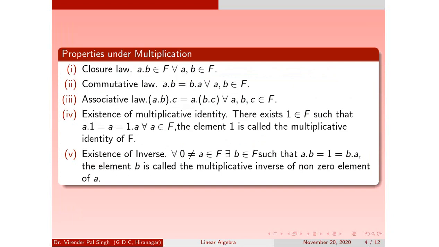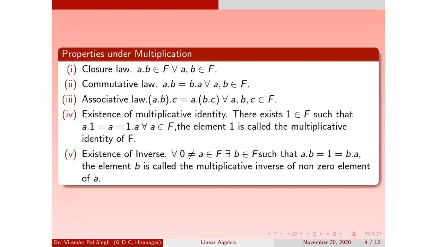Then we have 5 properties under multiplication. Again, first is the closure law. It should be closed under multiplication, which means if we multiply any two elements of the field, then the product is again in the field, in that set. The second property under multiplication is the same commutative property, which means A dot B is equal to B dot A.